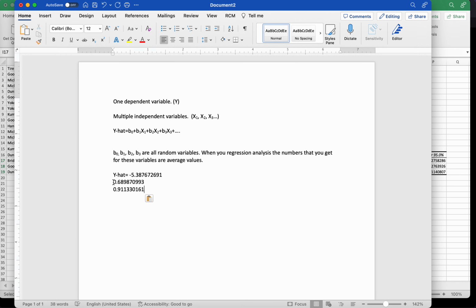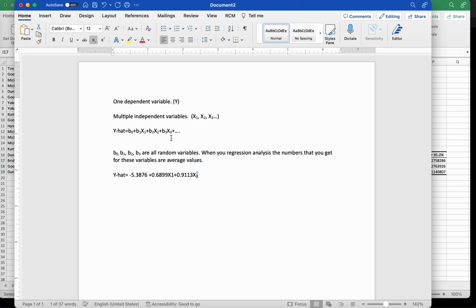And what does the equation look like? These are too many decimal places, so I'm just going to keep maybe 4 of them, plus x1, plus x2. So what does this mean?